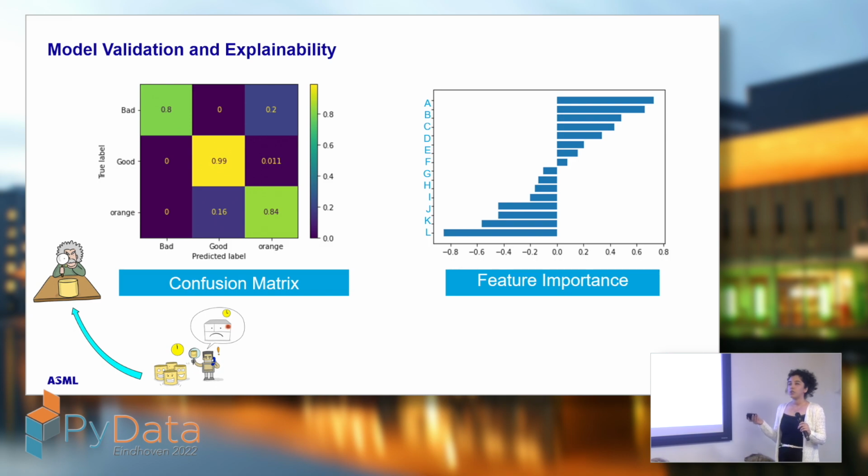But of course, it's not just about the numbers. We again validate these numbers from the confusion matrix or any metric with a domain expert, to make sure that these are actually correct numbers.